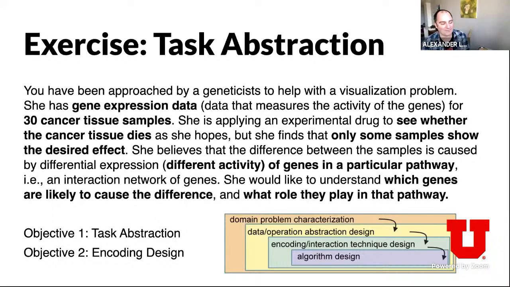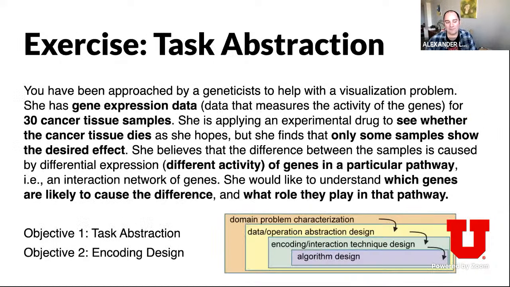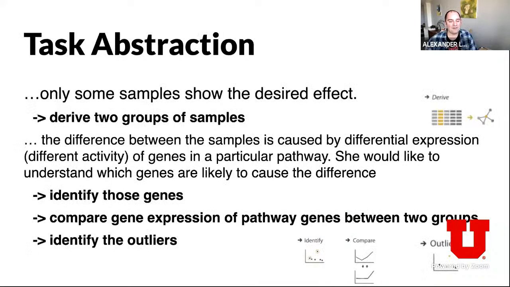This isn't easy, so I'll give you an example of what could be an approach to do this. If we read this closely, we will see that only some samples show the desired effect. So we actually seem to have two groups of samples: those that react and those that don't. And then we have the sentence: the difference between the samples is caused by differential expression of genes in a particular pathway. She would like to understand which genes are likely to cause the difference.